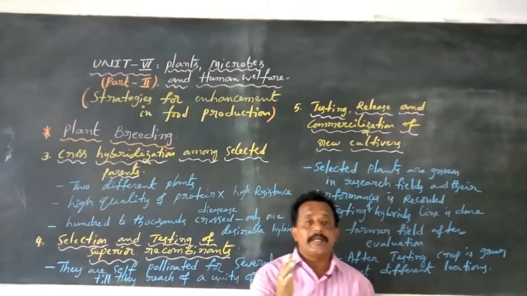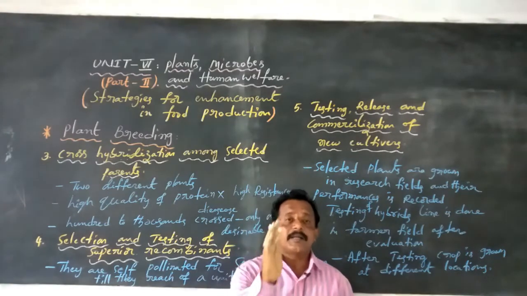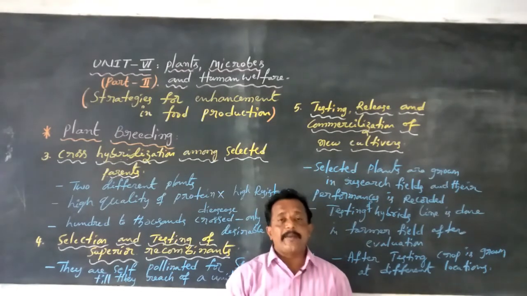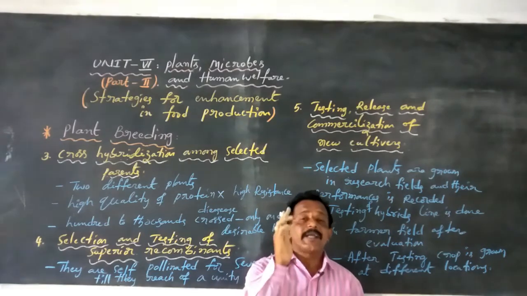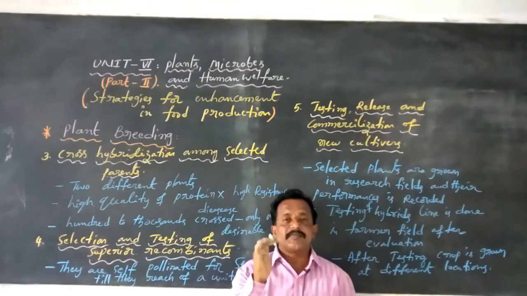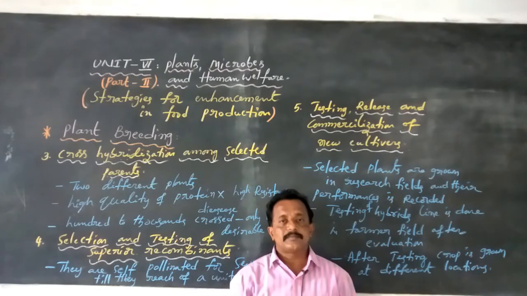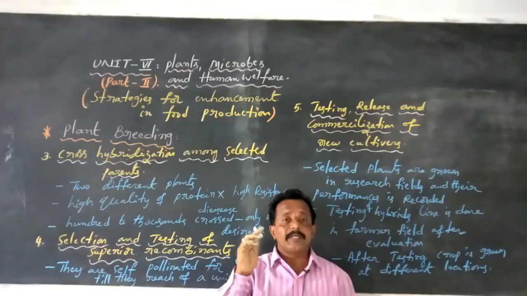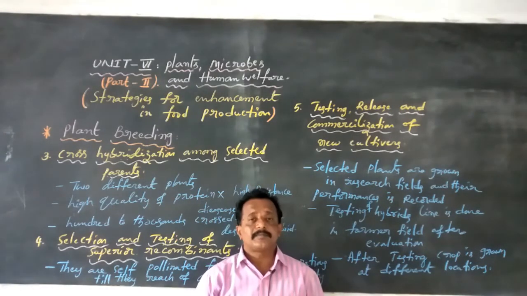So plant breeding is a very long, extensive process. This is a very old method, so the time required is very high.